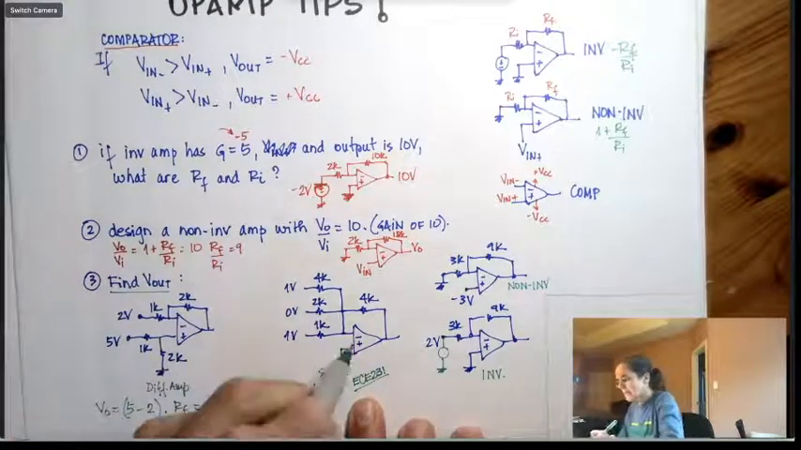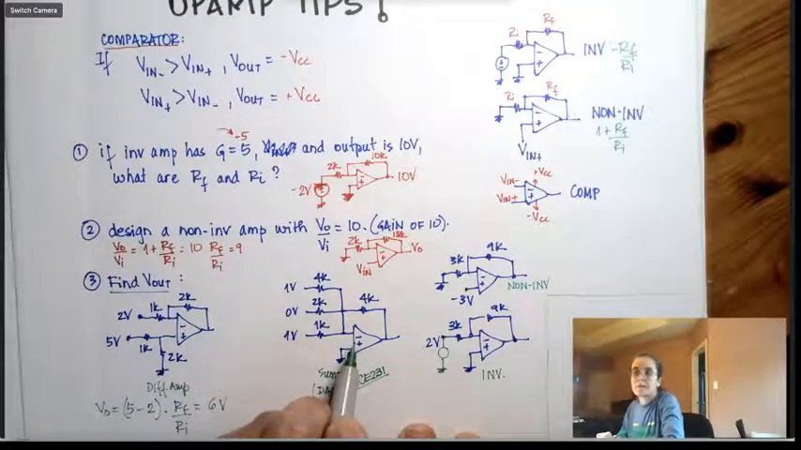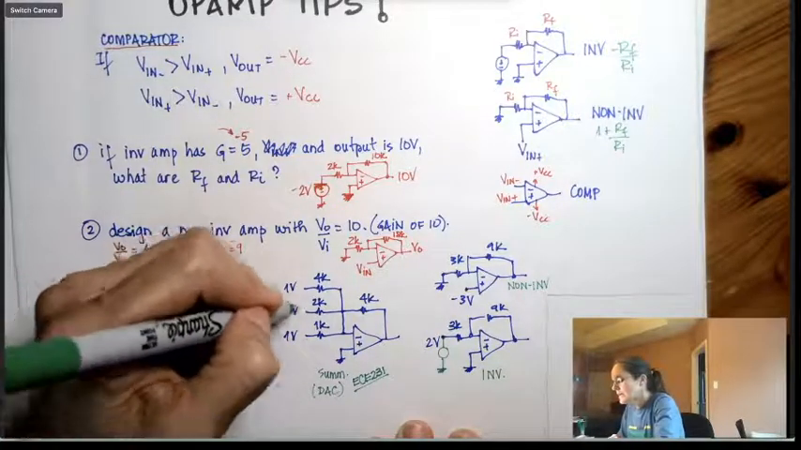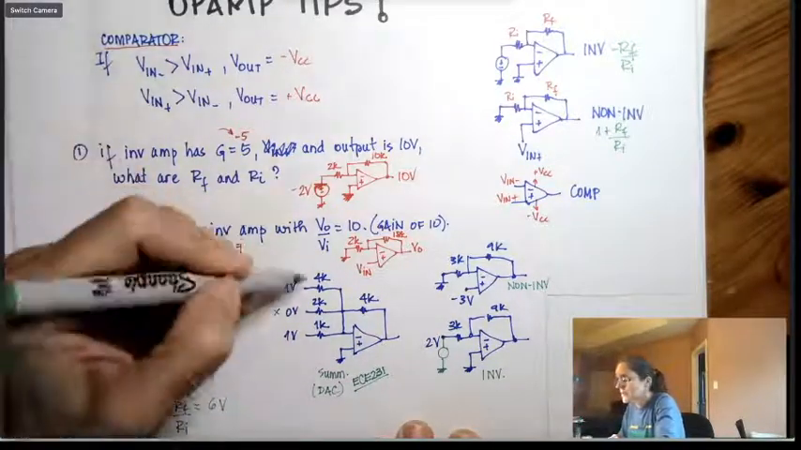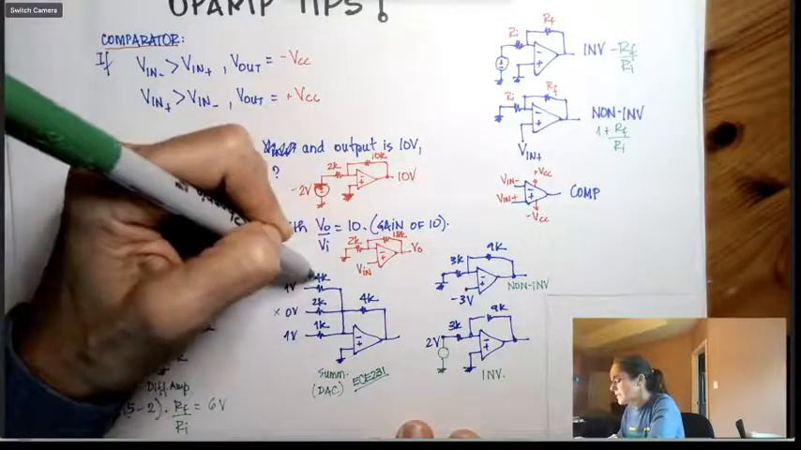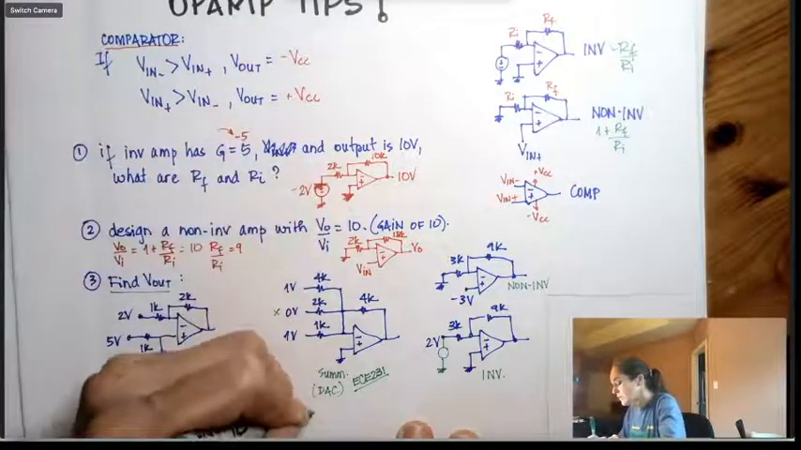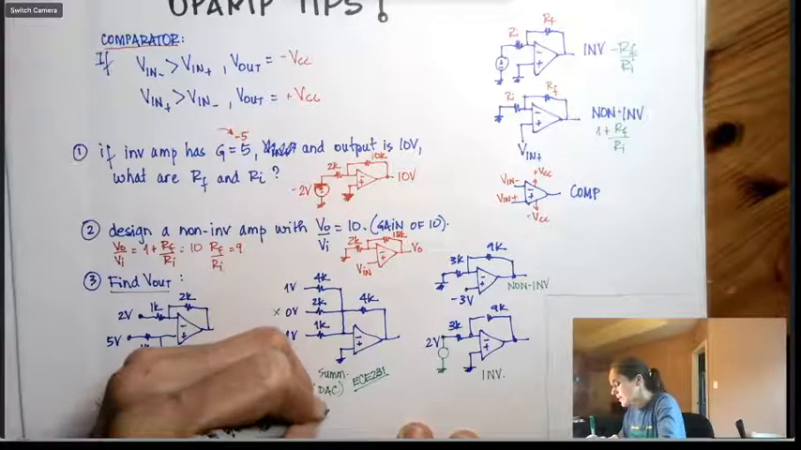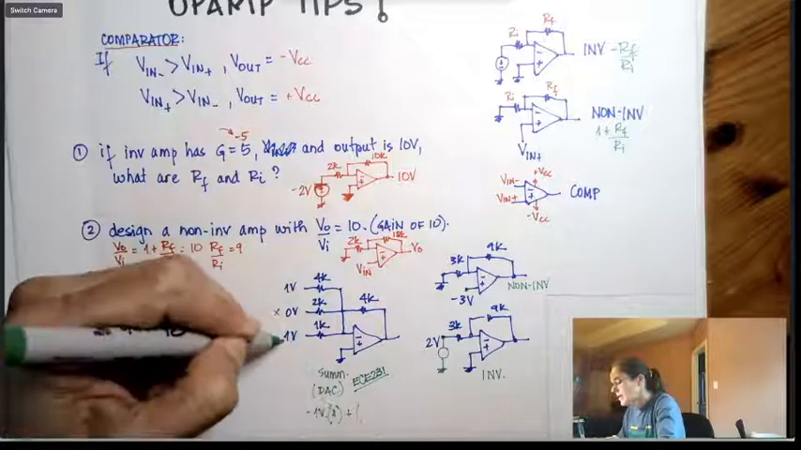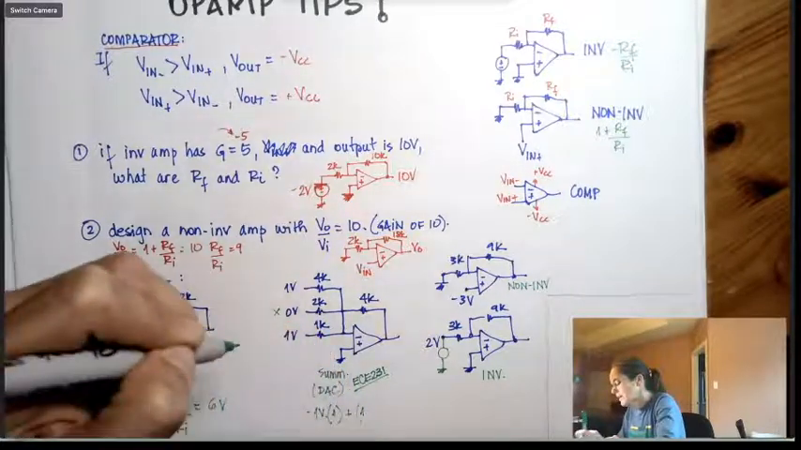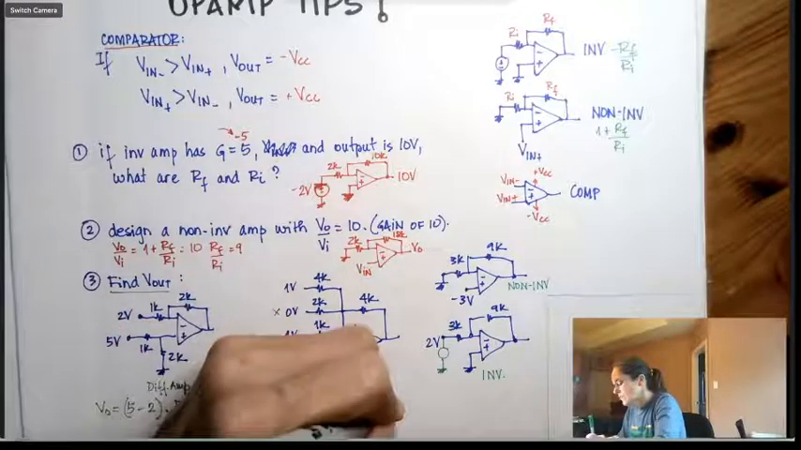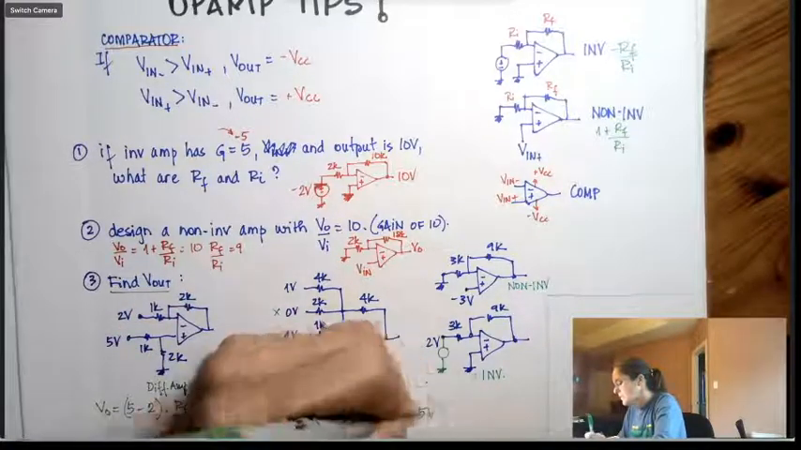This guy is really a combination of inverting amplifiers. And when the input is 0, I don't worry about it. But this guy here, this first input has a gain of -1. So it's going to be -1 times 1 volt, plus 1 volt times -4. So the output here is going to be -5 volts.